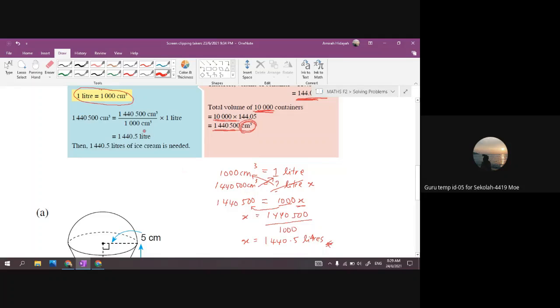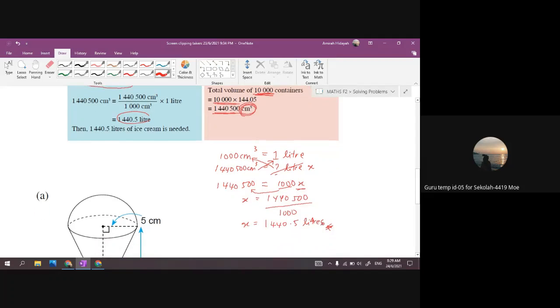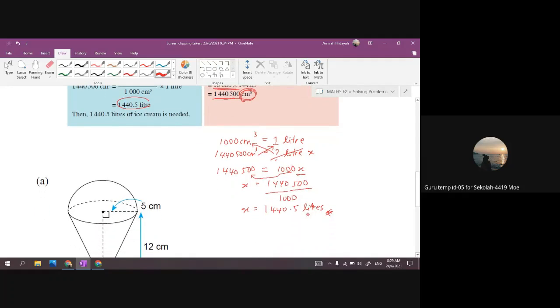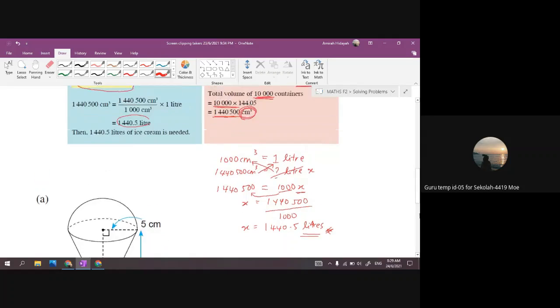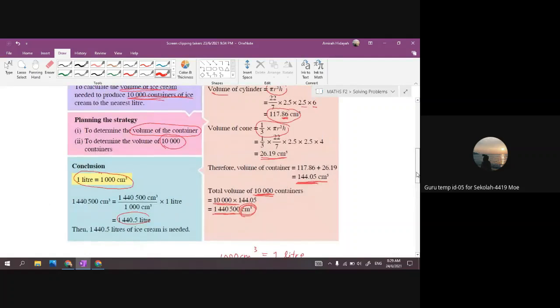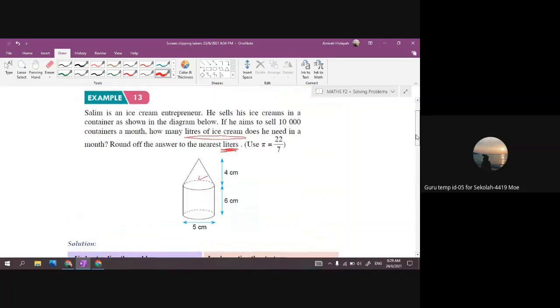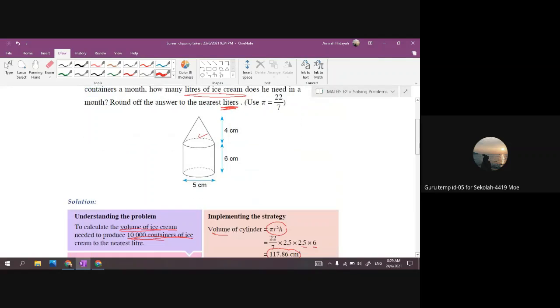Okay, nak guna jalan kira yang buku teks bagi ni pun betul juga. Cuma saya tunjuk yang ni sebab senang. Just cross multiply je lah. Okay. So the answer is in liters. Right? Okay. So that is for the example given by the textbook.